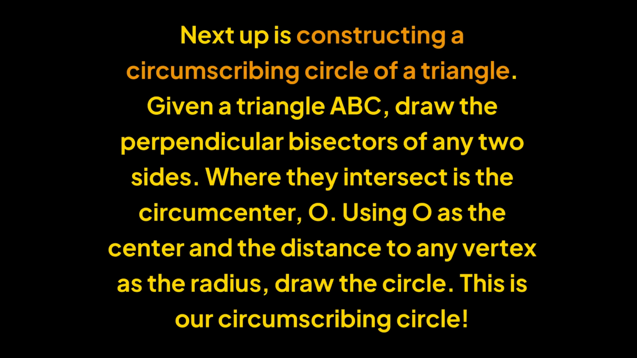Next up is constructing a circumscribing circle of a triangle. Given a triangle ABC, draw the perpendicular bisectors of any two sides. Where they intersect is the circumcenter, O. Using O as the center and the distance to any vertex as the radius, draw the circle. This is our circumscribing circle.